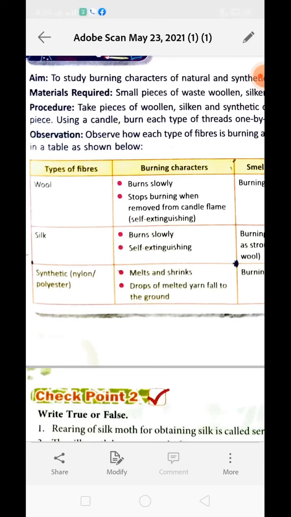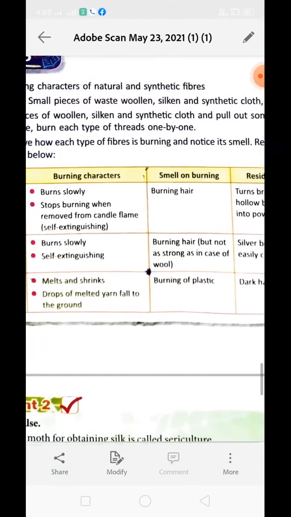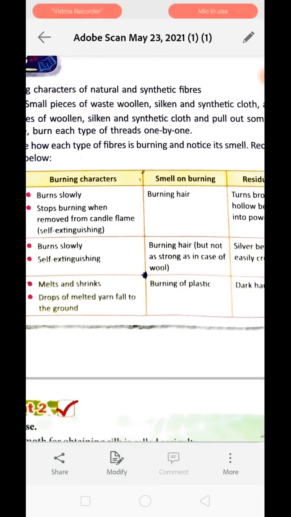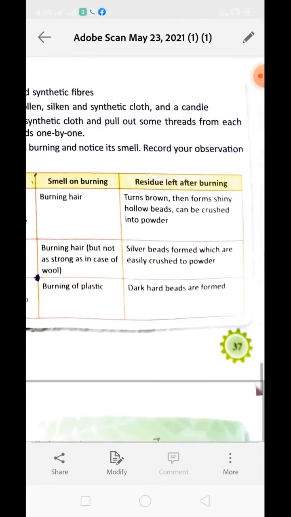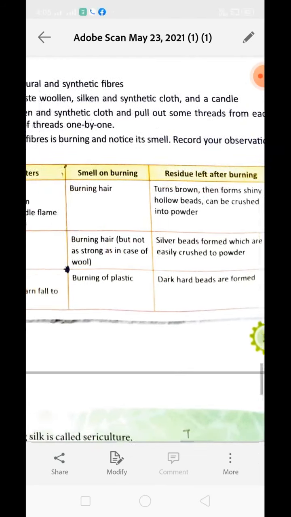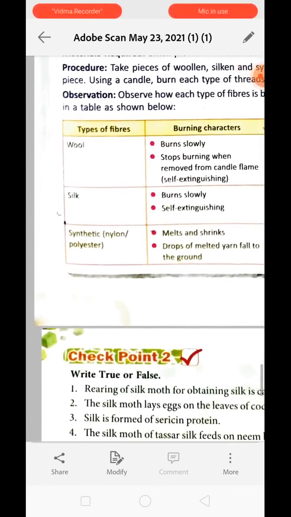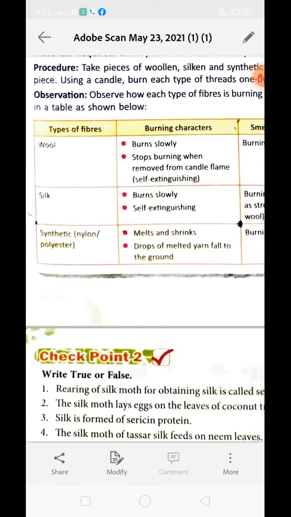And what is the burning character? Burning character is burning hair type of smell, but not as strong as in case of wool. Okay, over here in case of silk, we can have a silvery bead form which can be easily crushed to the powder. But if we are talking about synthetic cloth like nylon or polyester, what will happen? These clothes will melt and shrink, which was not the characteristic of wool and silk.